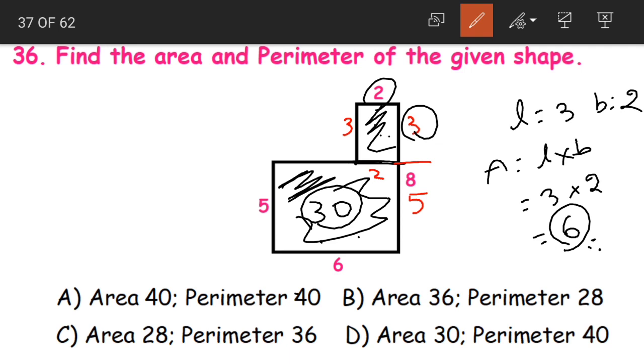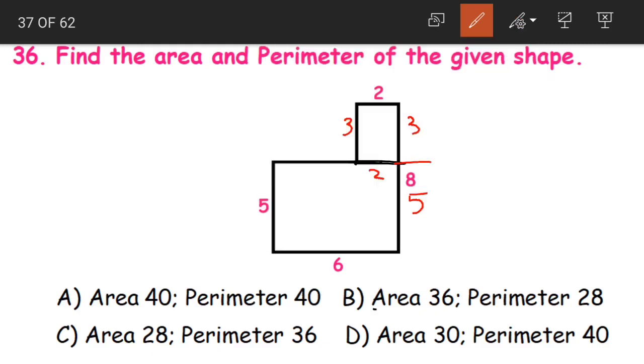So what is the total area of the shape, children? 30 plus 6, that is equal to 36. The total area of the given figure becomes 36. If you look at the options, in option B we are having area as 36. So option B becomes our correct answer. Even without calculating perimeter, we can say that B is the correct answer. But I'll show how to calculate the perimeter as well.